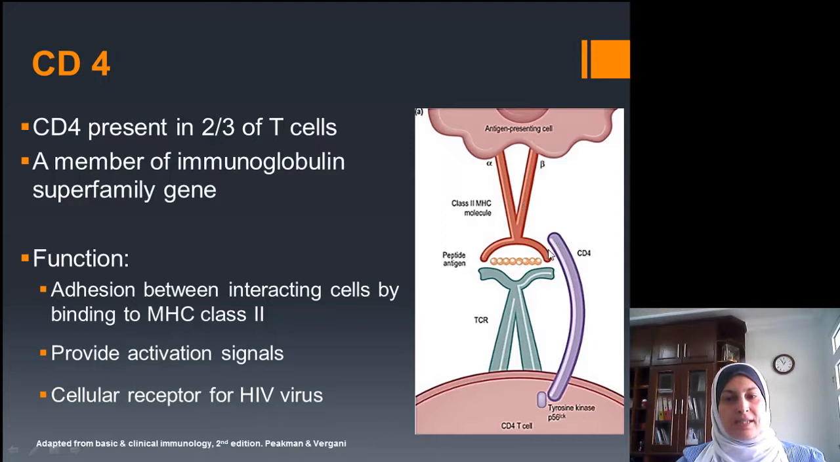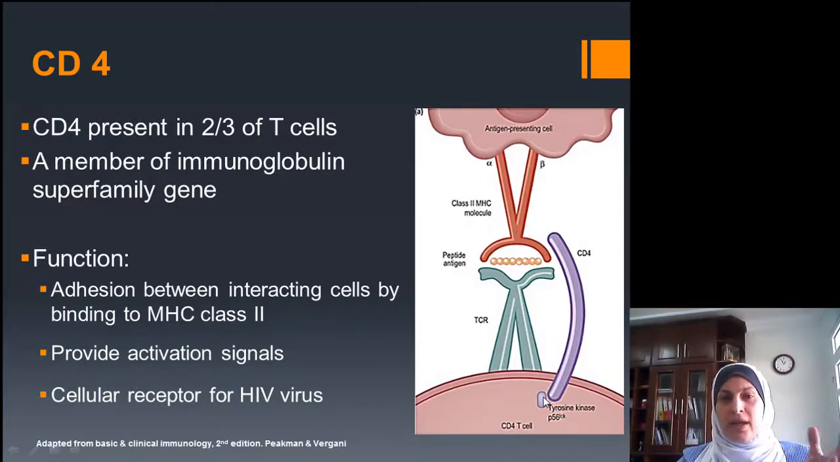And once it recognizes the MHC molecule, it will transmit a signal inside the CD4, and it will activate the CD4 T cell. Also, one particular feature of CD4 is that it acts as a receptor for the HIV virus. So the HIV virus would make contact with the CD4, and then it will attack the CD4 T cell, inserting its viral genome inside the T cell.